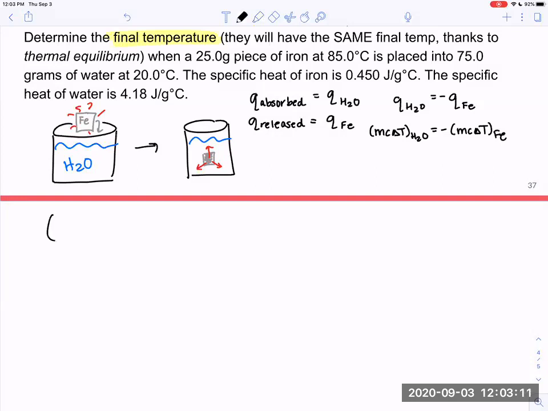I'm going to make it big here because it's what we're going to be using for the most part. And we're going to say, put brackets, TF minus TI, and all of this is of water.